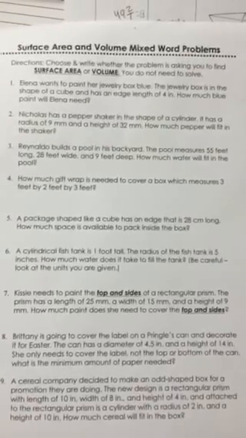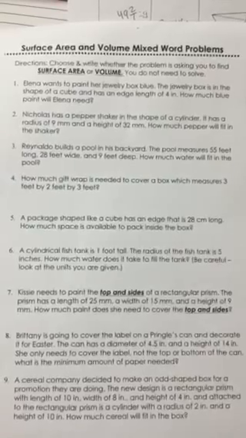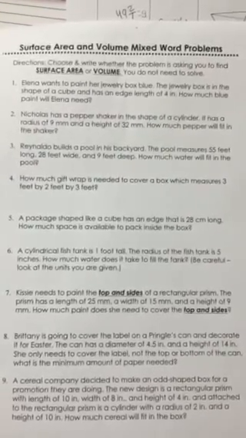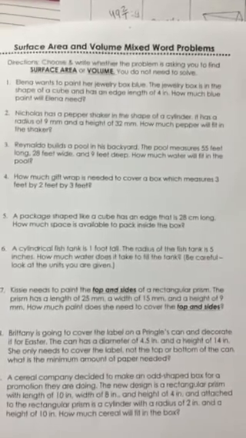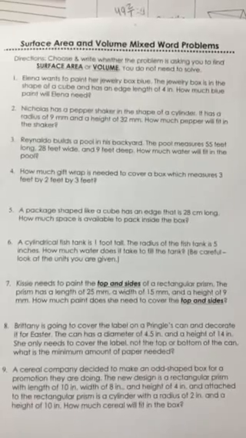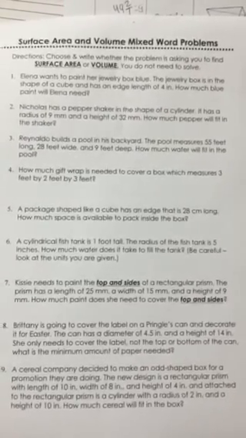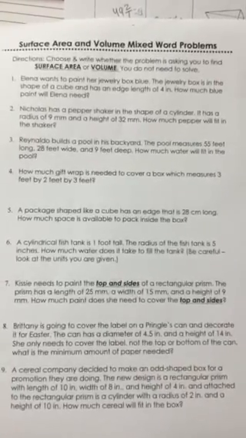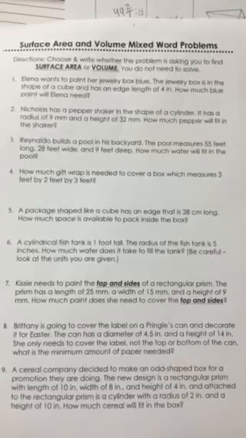How much water does it take to fill the tank? Number 7, Kissy needs to paint the top and sides of a rectangular prism. The prism has a length of 25 millimeters, a width of 15 millimeters, and a height of 9 millimeters. How much paint does she need to cover the top and sides? Number 8, Brittany is going to cover the label on a Pringles can and decorate it for Easter. The can has a diameter of 4.5 inches and a height of 14 inches. She only needs to cover the label, not the top or bottom of the can. What is the minimum amount of paper needed?